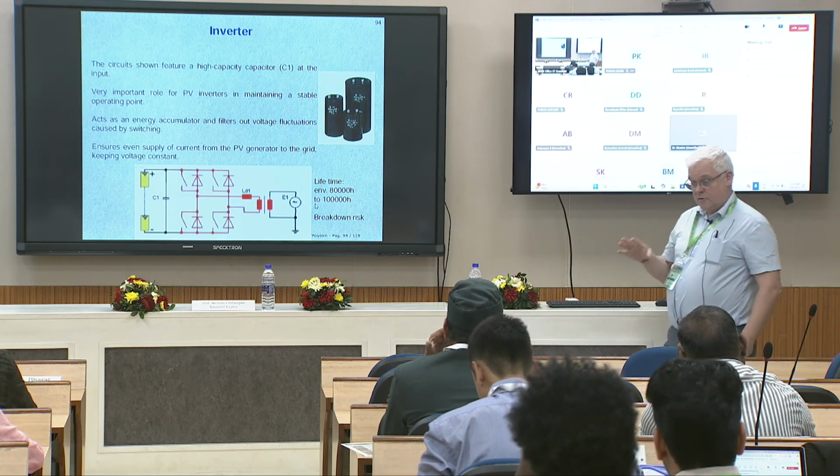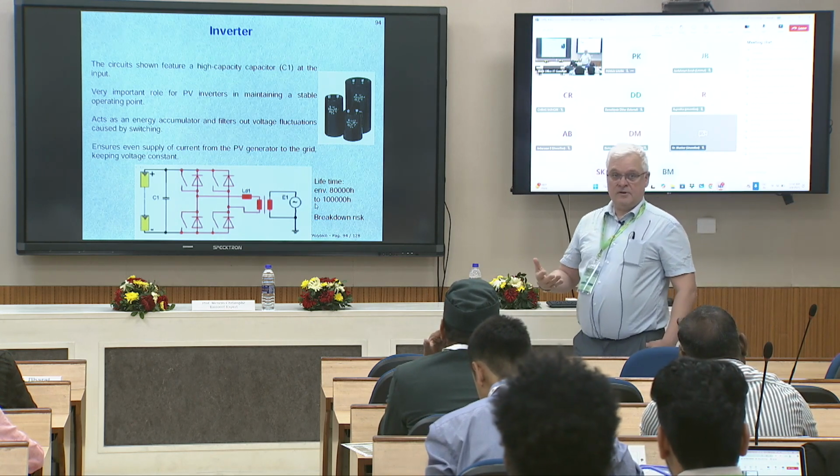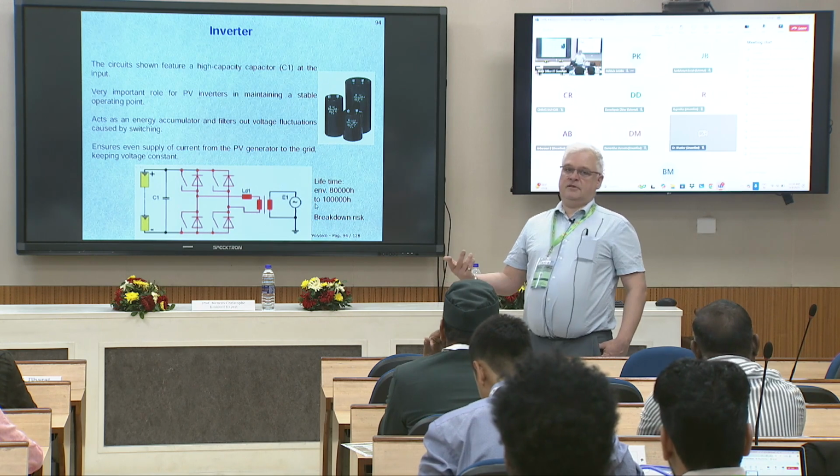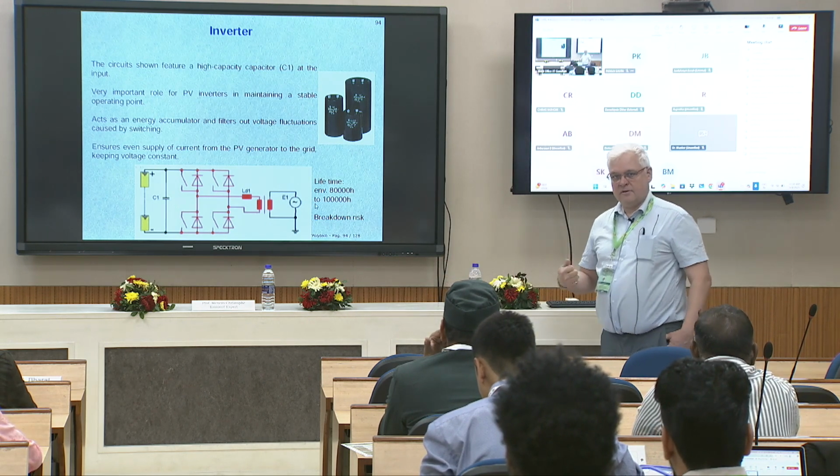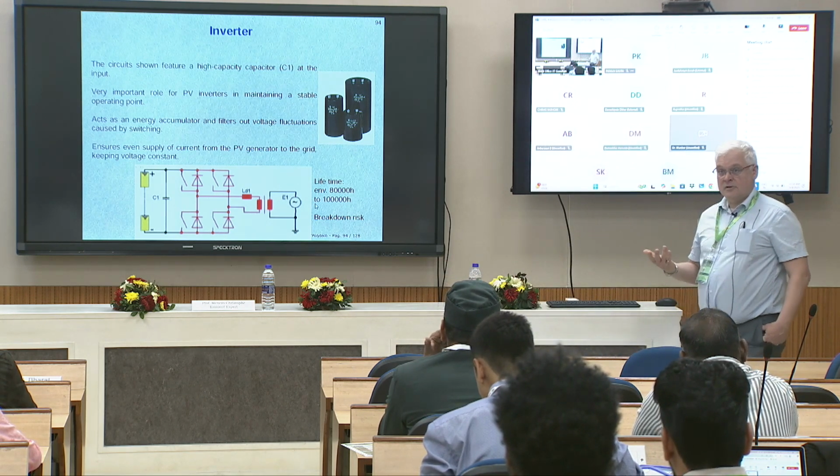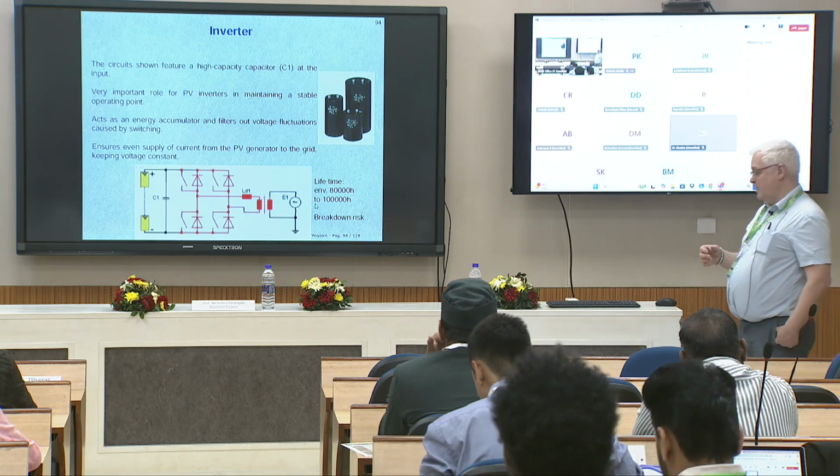If you are in autonomy, and you add some batteries, the weakest part will be the battery. The lifetime of the battery is also around the same range, okay, 8 to 10 years.